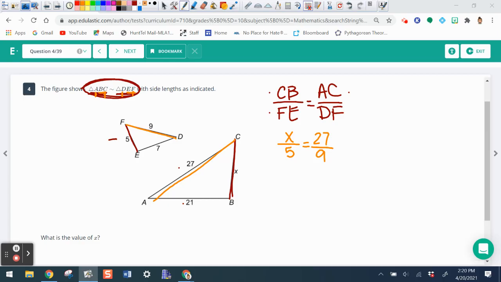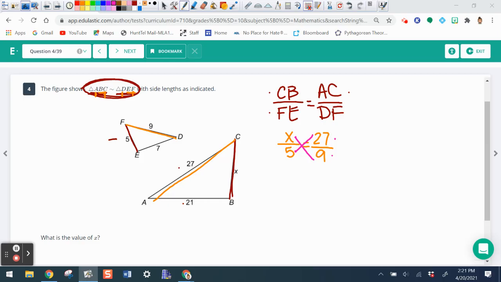Now, even at this point, you might be realizing, well, 27 is 3 times the size of 9, so x should be 3 times the size of 5. Of course, if you can see that, you don't need to go any further. But we love proportions because maybe it's not that obvious. And if it's not that obvious, we can use a simple technique of cross multiplication to find the exact same thing that you were probably thinking.